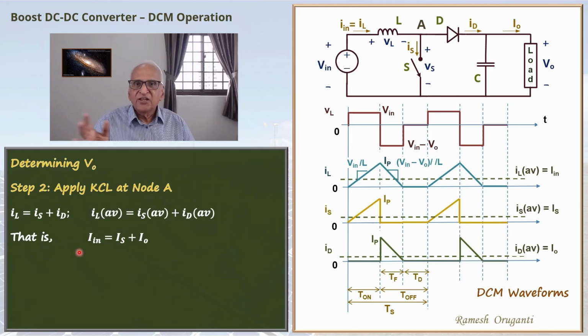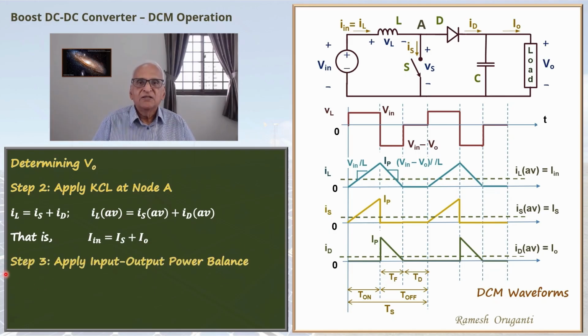IS, we have already derived an equation. I naught is the load current. We assume that it has been specified. So in this equation, only IN is not known. Step 3 is we apply input-output power balance. That is V in IN, the DC input voltage times the DC input current equals V naught I naught, which is the DC output voltage times the DC output current.